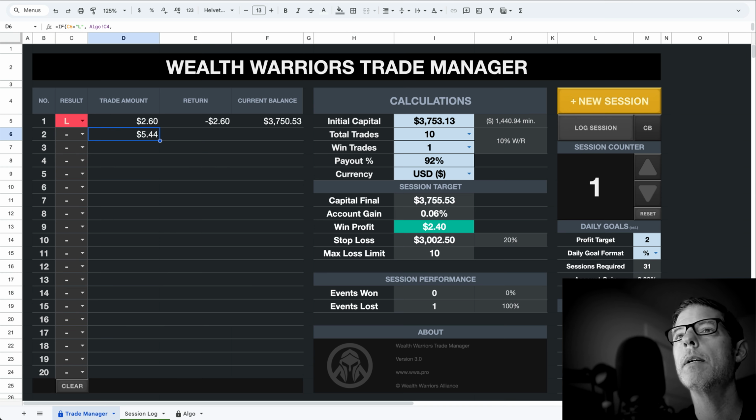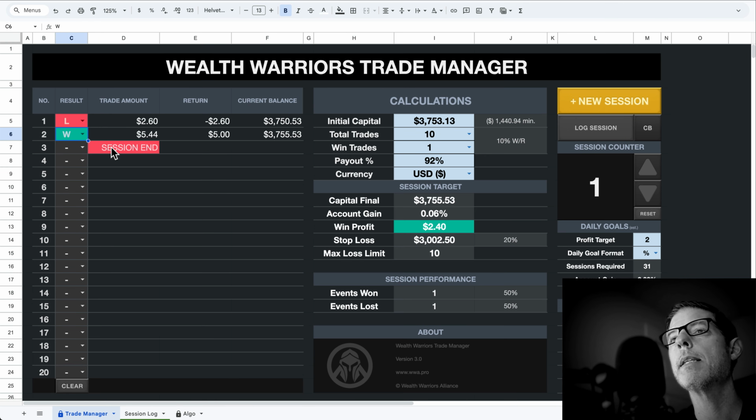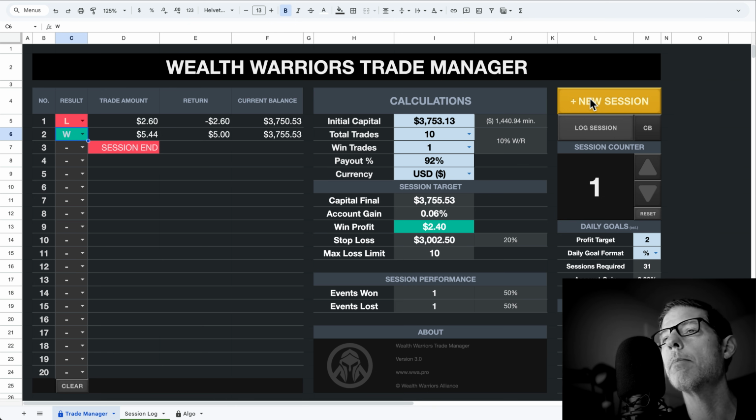There you go. So we've got another one. And then we mark this as a win. It tells me that the session has ended. The session has only ended because I have my settings to win 1 out of 10 trades. Once I see the session end, I come over here and click on this button that says New Session, because we're getting ready to do a new session. That's what the New Session button's for.